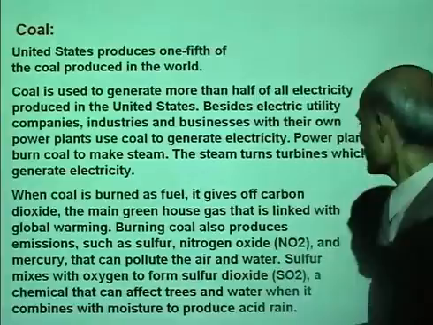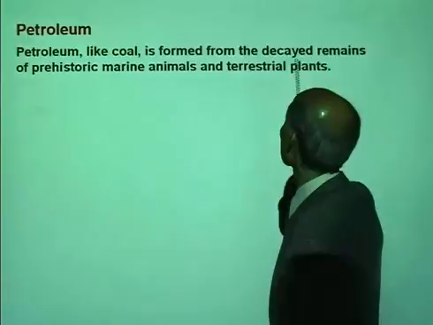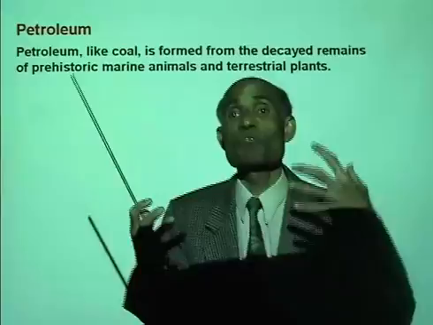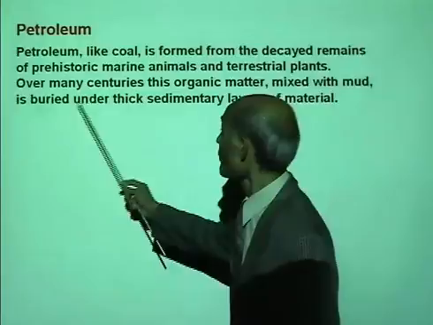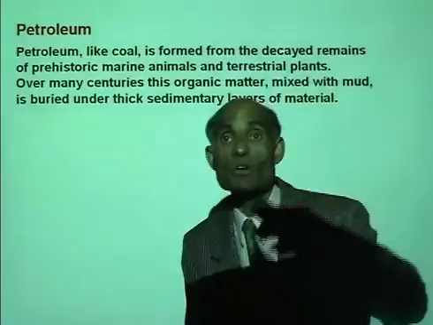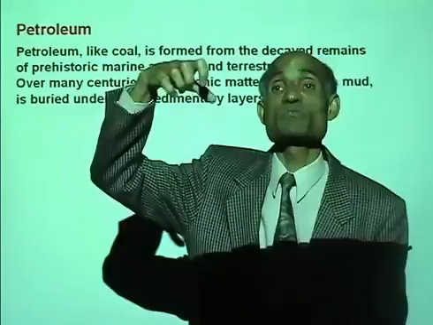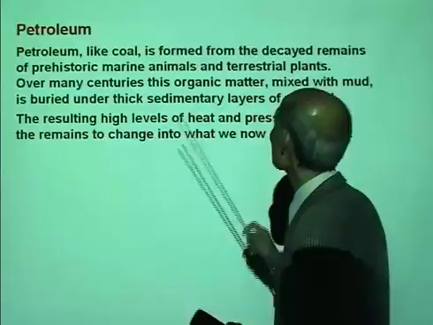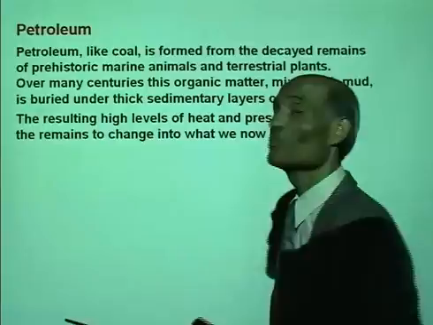All right. Now, petroleum, another fossil fuel. Where does petroleum come from? Petroleum, like coal, is formed from the decayed remains of prehistoric marine animals and terrestrial plants. In fact, most of the petroleum that we get is from fossilized animals. Over many centuries, this organic matter mixed with mud is buried under thick sedimentary layers of materials, subjected to great pressure and temperature, and is systematically being cooked and transformed into oil. The resulting high levels of heat and pressure cause the remains to change into what we now call crude oil.